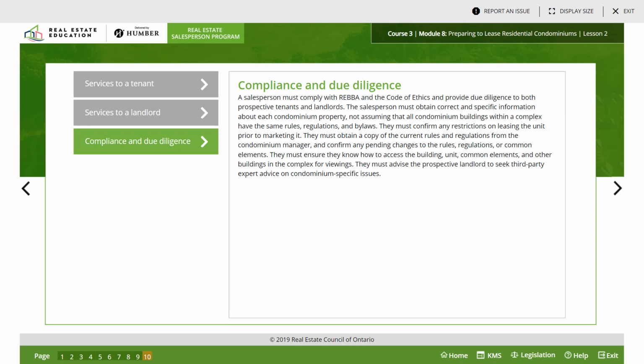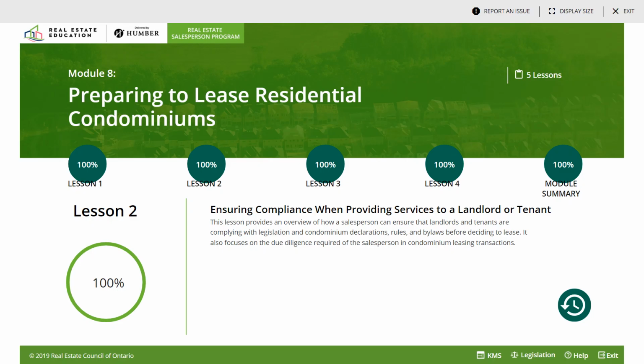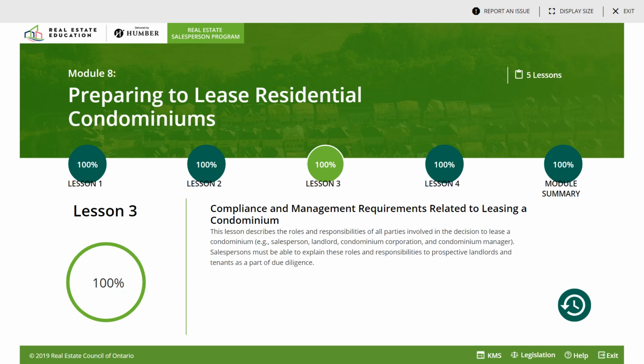They must ensure they know how to access the building, units, common elements, and other buildings in the complex for viewings. They must advise the prospective landlord to seek third-party expert advice on condominium-specific issues. Lesson 2 was easy. Moving on to Lesson 3. Lesson 3 talks about compliance and management requirements related to leasing a condominium.